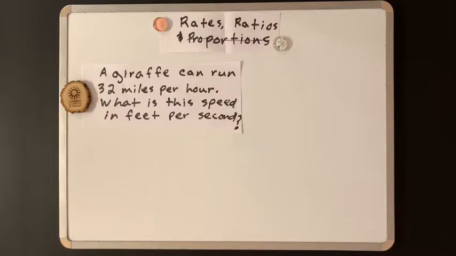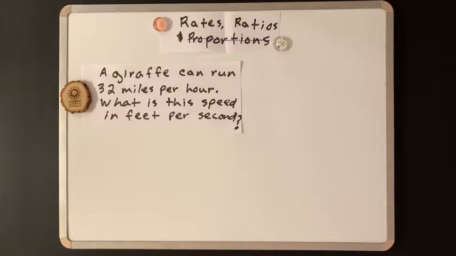It says a giraffe can run 32 miles per hour. Not bad. That's pretty fast. What is the speed in feet per second? Again, a giraffe can run 32 miles per hour. What is this speed in feet per second? So we know what the question is. The question is pretty clear. What is that speed, 32 miles per hour, in feet per second? And what they give us is the 32 miles per hour. That's given. So we choose a strategy.